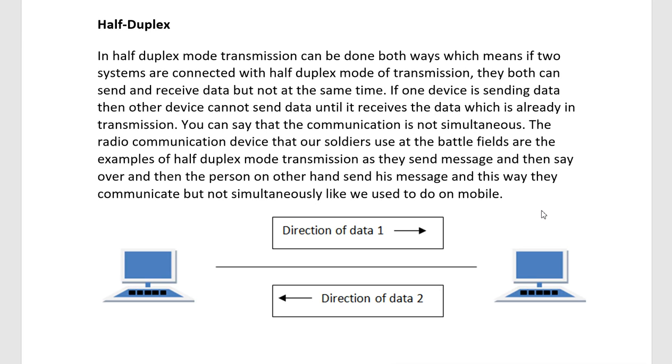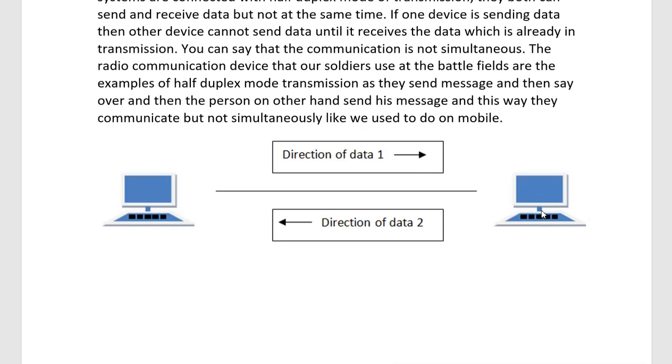So what they do is, when a person says something, then after he completes the sentence, he says "over", and then the other person knows that okay, that person is over, now I can say something. So that other person will press the button, say something, and then say "over". You have seen that soldiers and policemen every time say "over" whenever they say something. Why do they say over? Because they want to tell the other person that I'm done sending data, now you can send the data. So there is a button on that device, and that is the simplest example of half duplex.